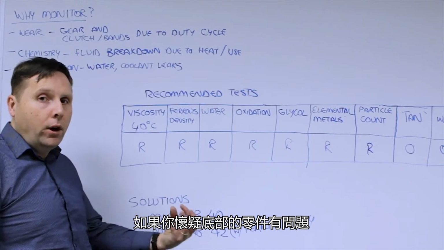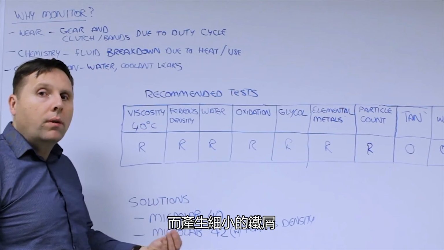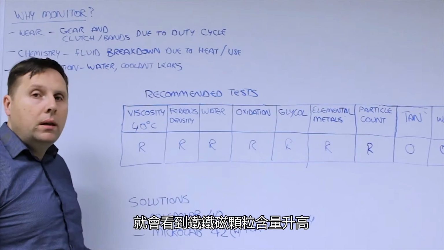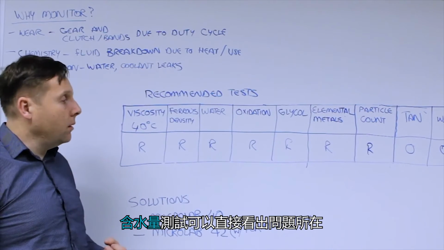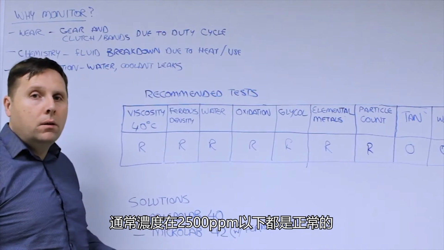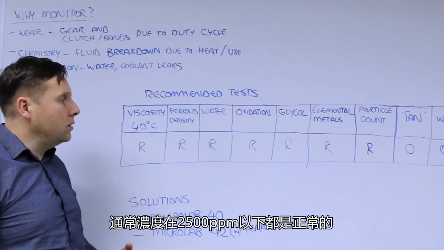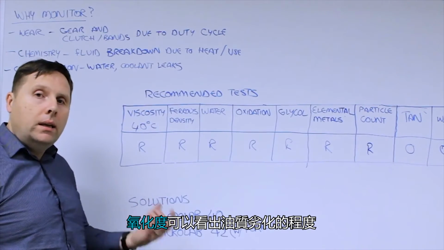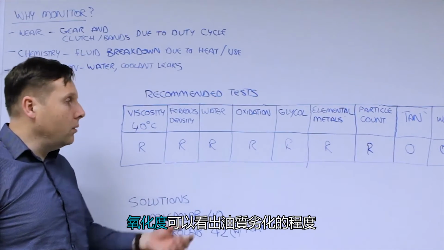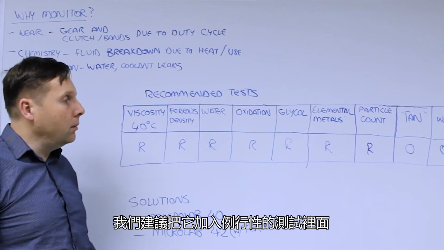If you suspect fuzz showing up on the bottom where you have those fine iron filings, you're certainly going to see an increase in ferrous density. Water content, always find out what's going on there. Usually 2500 ppm or below is considered to be normal. Anything above that can be abnormal. Oxidation to indicate the level of degradation that's present. We recommend it just being run on a regular basis.